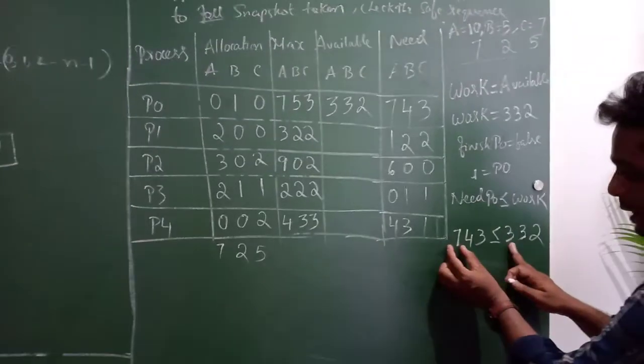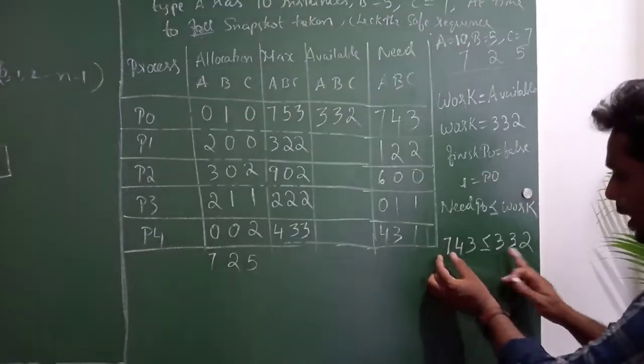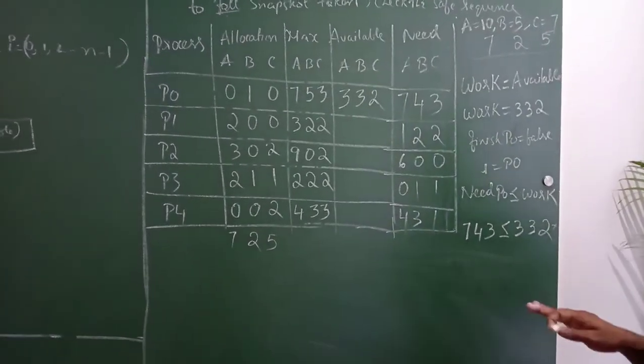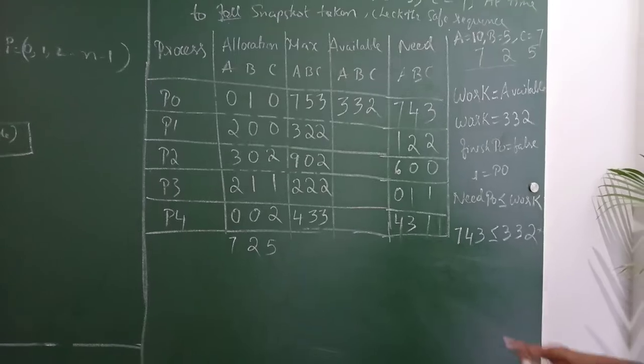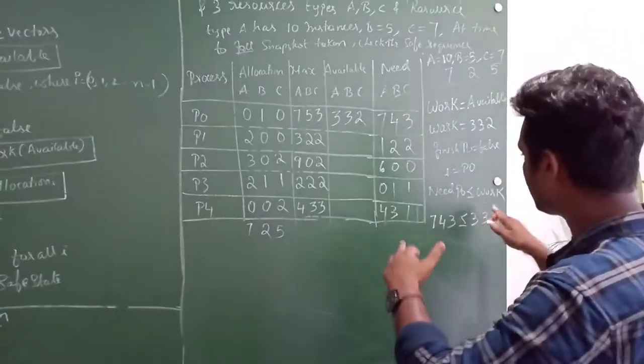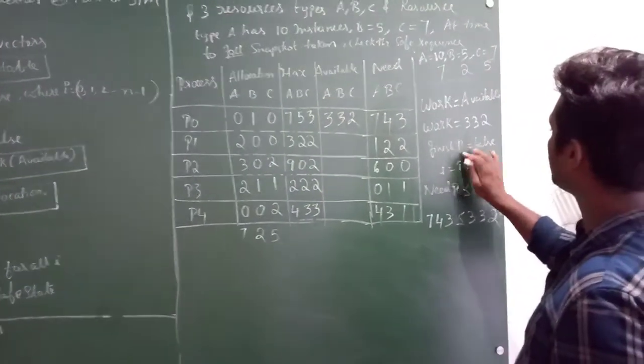Process P0 needs 7 instances of resource type A, but only available is how much? Only 3. So this becomes what? False. Once it becomes false, you can't execute at all. So your P0 can't execute first. Okay. Again, what happens? If this is the case, again I'll repeat. I'll go for which one here?